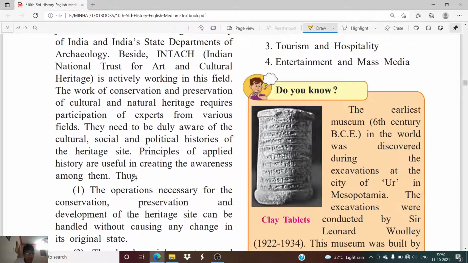Okay, thus the operations necessary for conservation, preservation, and development of the heritage site can be handled without causing any change in its original site. So when we are preserving or conserving these natural heritage sites or cultural heritage sites, we have to make sure that we should not harm these sites at any cost. Okay, we must not change anything in this site. We must try to keep it more real, more actual, okay, and in a proper condition.